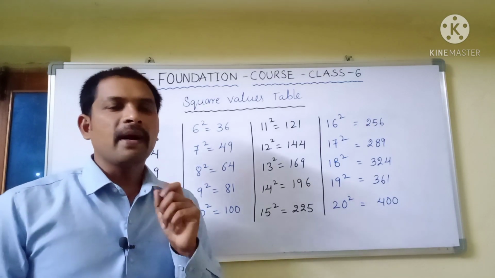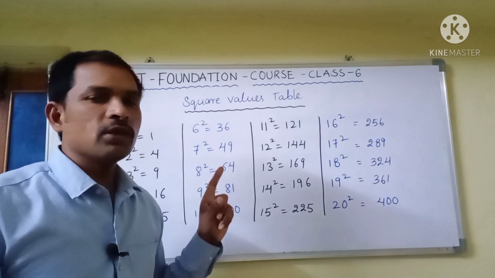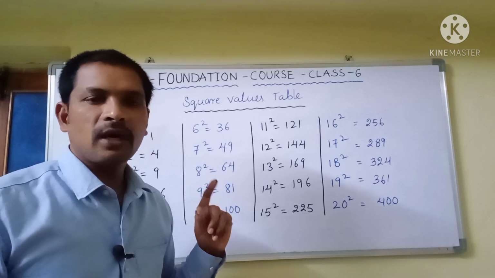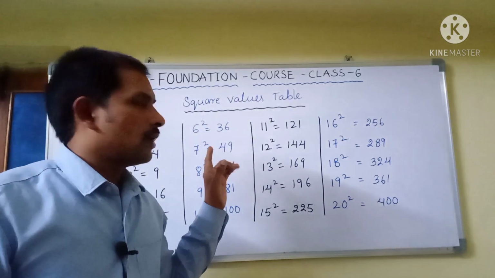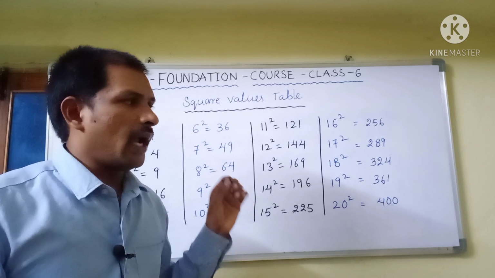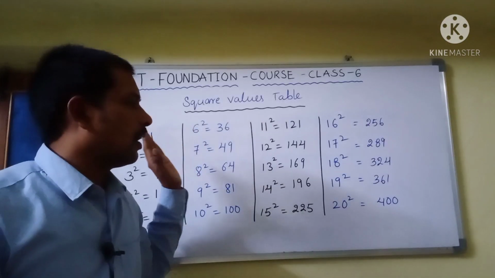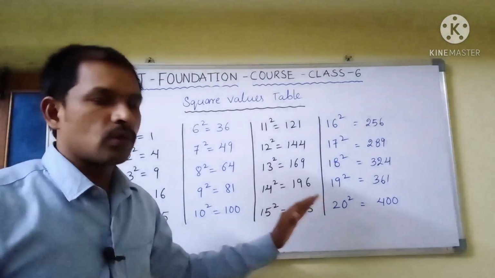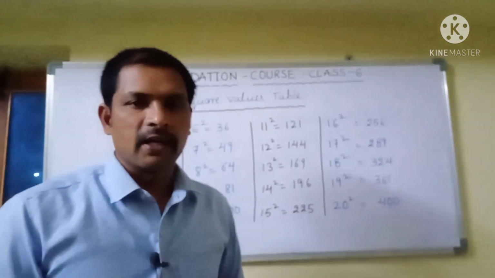Everybody should write running notes, as this is very useful for your future reference. In the previous session, I discussed the definition of square and what we mean by perfect square, and now I have written the square values table for 1 to 20. Definitely you should copy this for future reference.